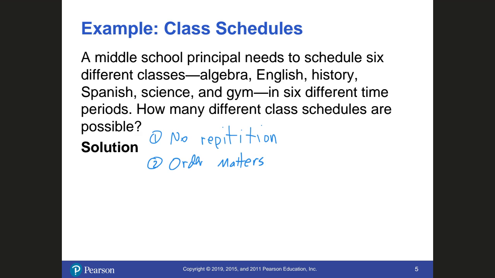So again, just keep track of your choices. We're scheduling 6 different classes, so I'm going to draw 6 different sets of parentheses, and all these numbers get multiplied together. So how many choices for the first class? There's 6.